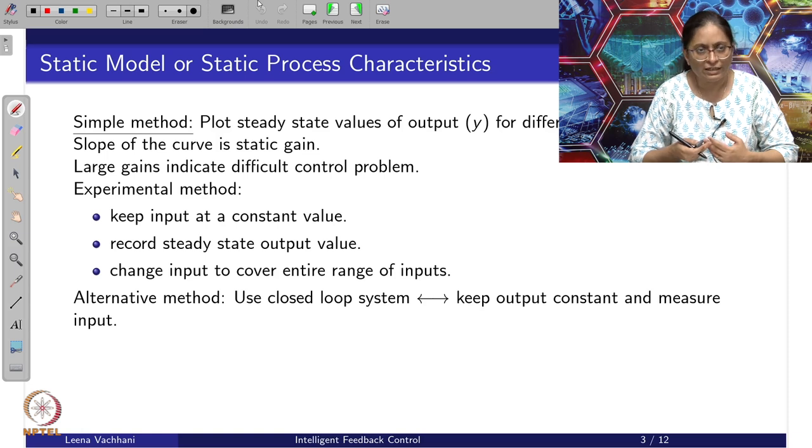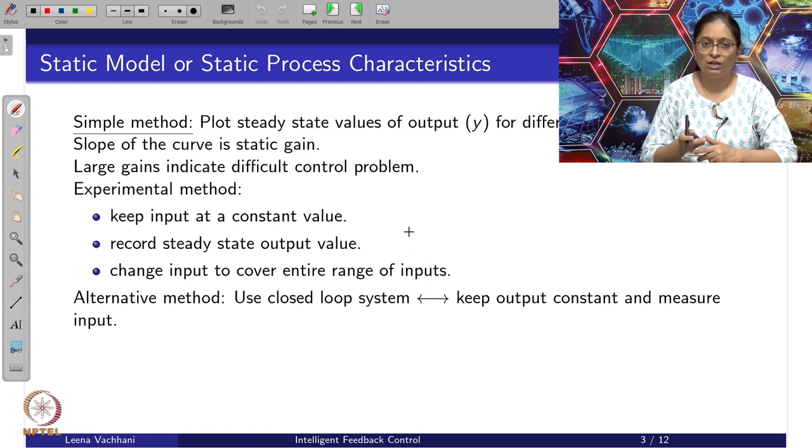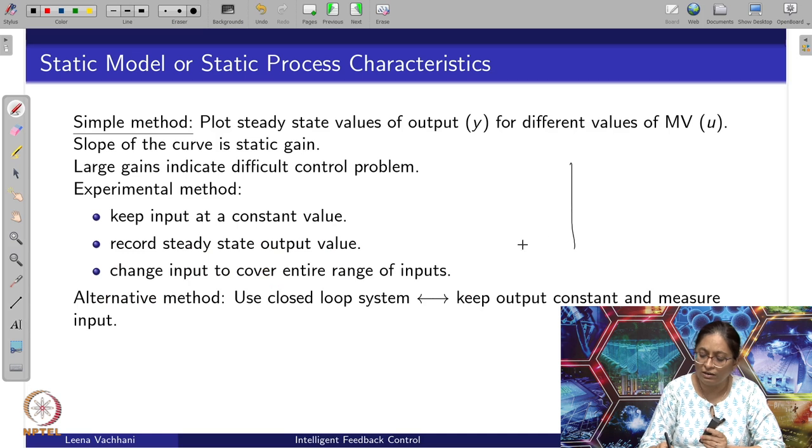So, in order to identify this gain, we have an experimental method that can be something like this. We will consider keeping the input at a constant value. We will then record the steady state output value, and then we will change the input to cover the entire range of inputs. So, this way, what we are looking at is plotting this u and y value again.